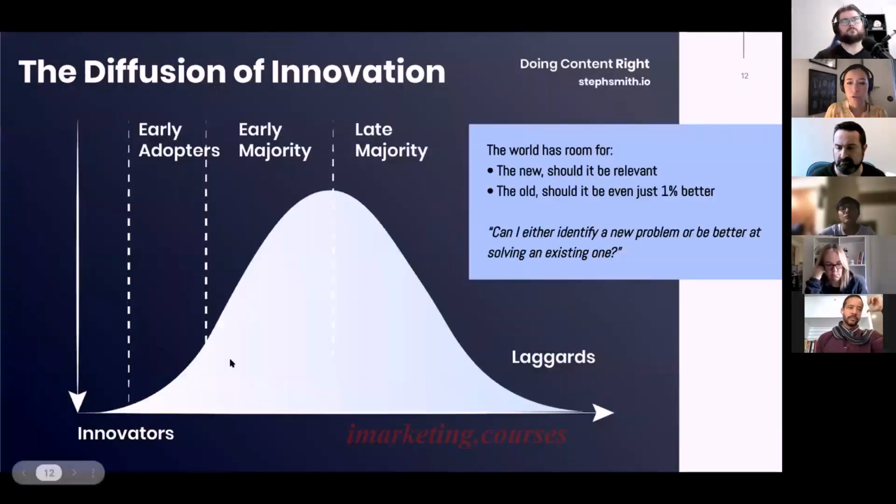Okay, you may have also heard of the diffusion of innovation curve, where really in any space you benefit from being early, right? And so you want to be an innovator if possible, but even, you want to get in before the late majority.